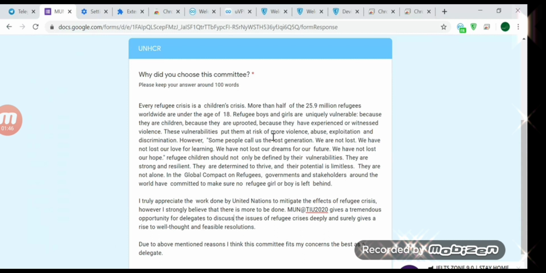So I am saying that even though the United Nations is taking a lot of actions to prevent this from happening, we still need to discuss it. And MUN ATIU 2020 is the best platform to take part, to discuss these issues, and to find feasible resolutions. When you are writing a motivational essay to a specific MUN, you definitely need to highlight the name of the MUN. And after that, the committee is going to be more interested. Oh wow, this person is praising our MUN.